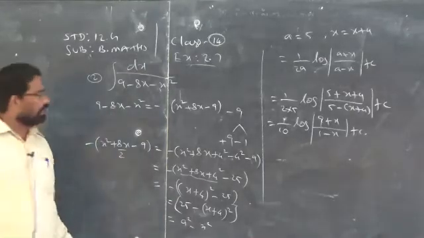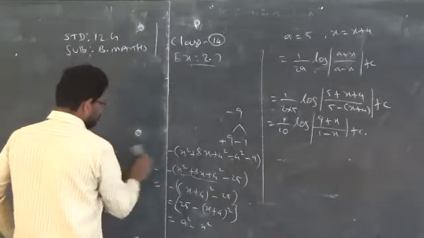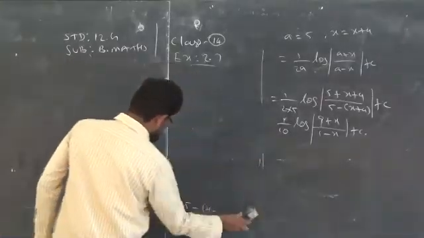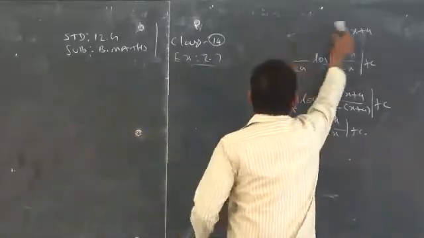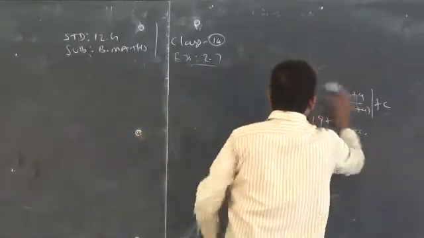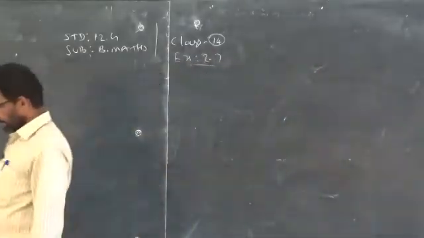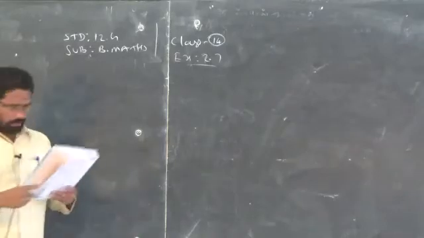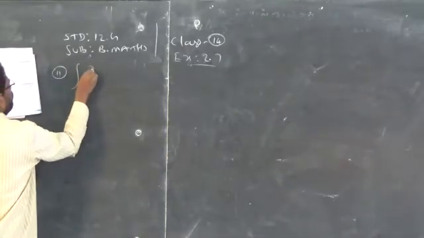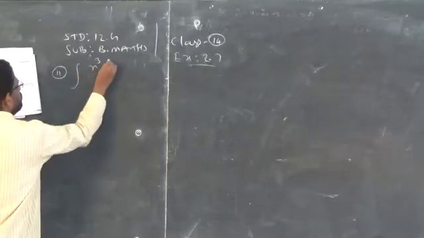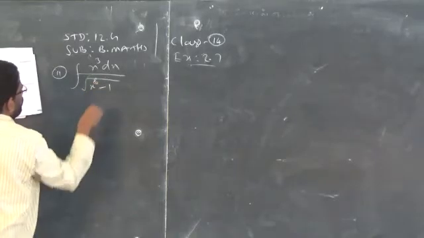Now we will go to sum number 11. Sum number 11. Boys, be careful in this exercise. So, take the value a, x and the negative signs are so important. Sum number 11, integration x cube dx over square root of x power 8 minus 1.